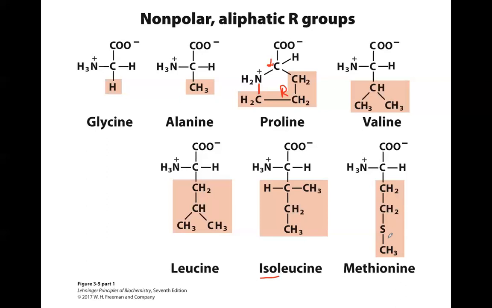Below oxygen. So what happens with electronegativity as you go down in the periodic table? It lessens. Which means that the difference in electronegativity between sulfur and carbon is not as pronounced as it is between carbon and oxygen. So for that reason, methionine is not very polar, right? Because simply sulfur is not electronegative enough to pull electrons away from the carbon.